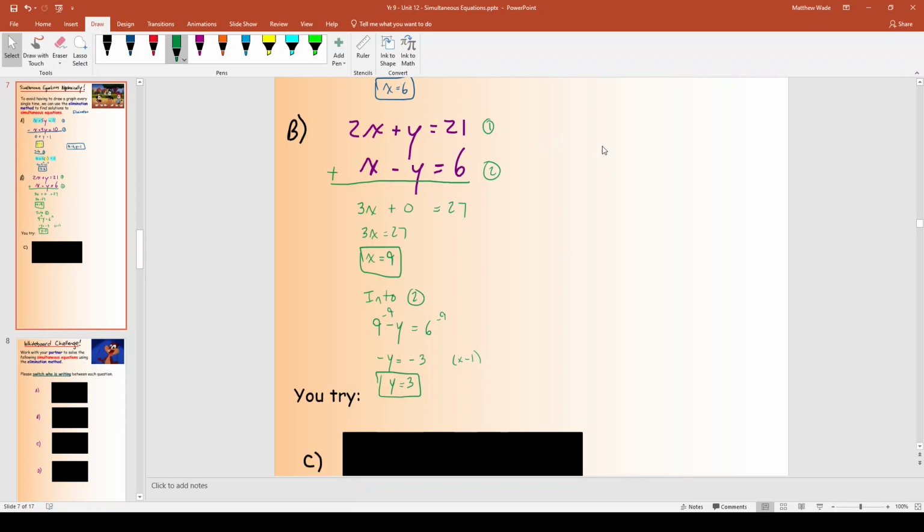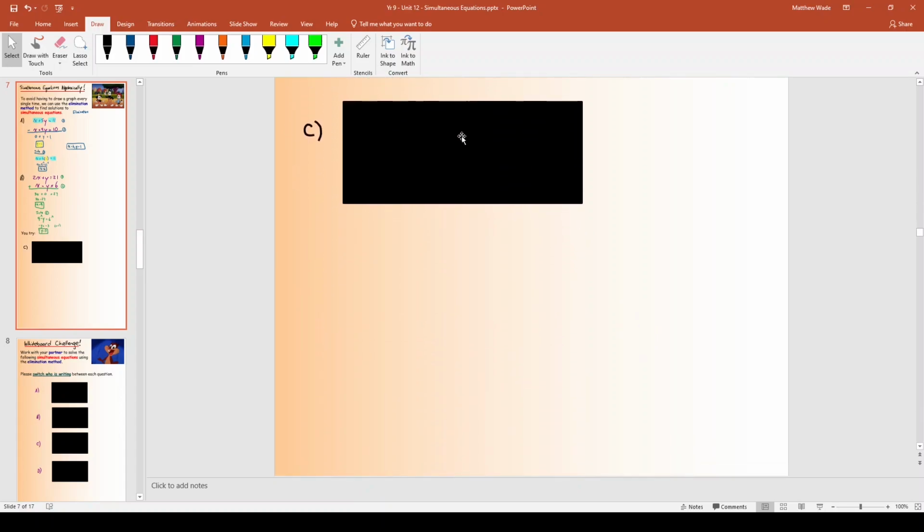So one more time, what you do is you label the two equations first, draw a line underneath them, and you just have to decide, are you going to add them or are you going to subtract them? And that's what your goal is to do. Okay? So here's one that I want you to try all by yourself.